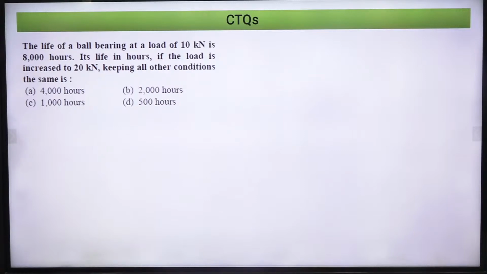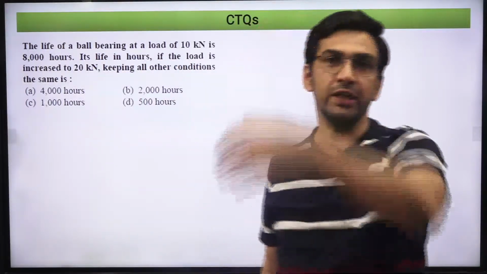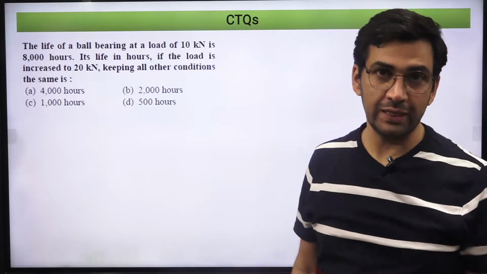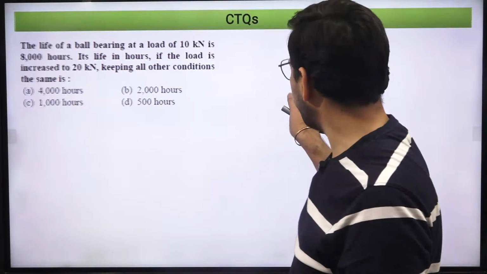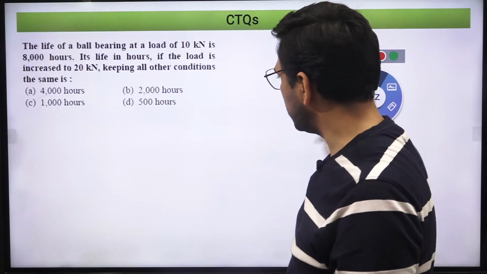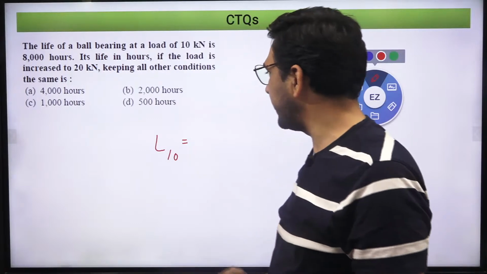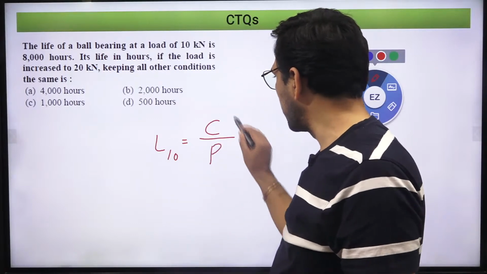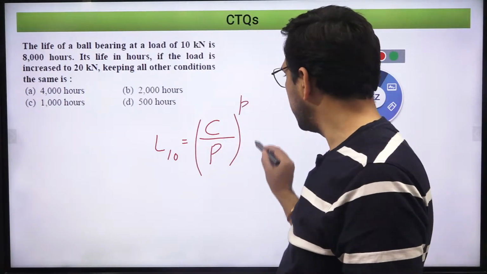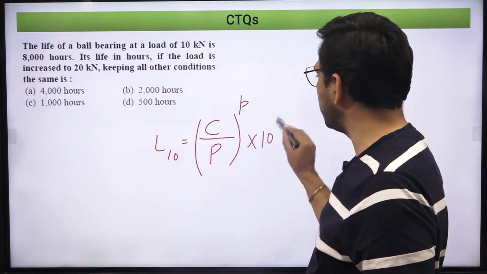Okay, so I think you have to make use of the load-life relationship that you have in the case of these rolling element bearings, right? And how do we write that equation? The rating life of a group of identical bearings is given by (C divided by P, equivalent load) raised to power p, into either you write it as million revolutions, or million means 10 lakh.